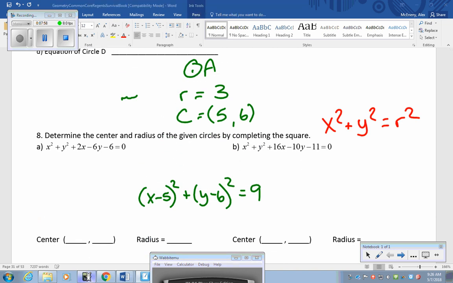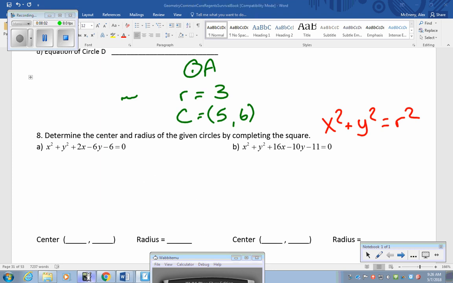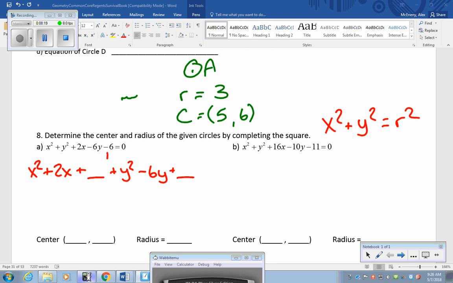Then what we'll have to do with completing the square questions is start by pairing up your x's and y's. So you've got x squared plus 2x plus something, and we've got y squared minus 6y plus something. And that -6 has to be added over, so it's going to equal 6.